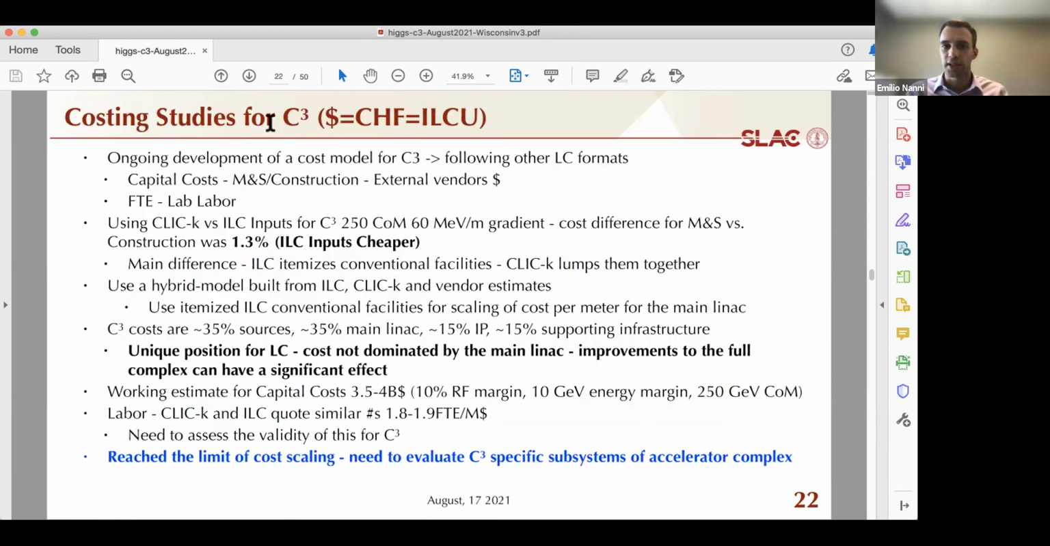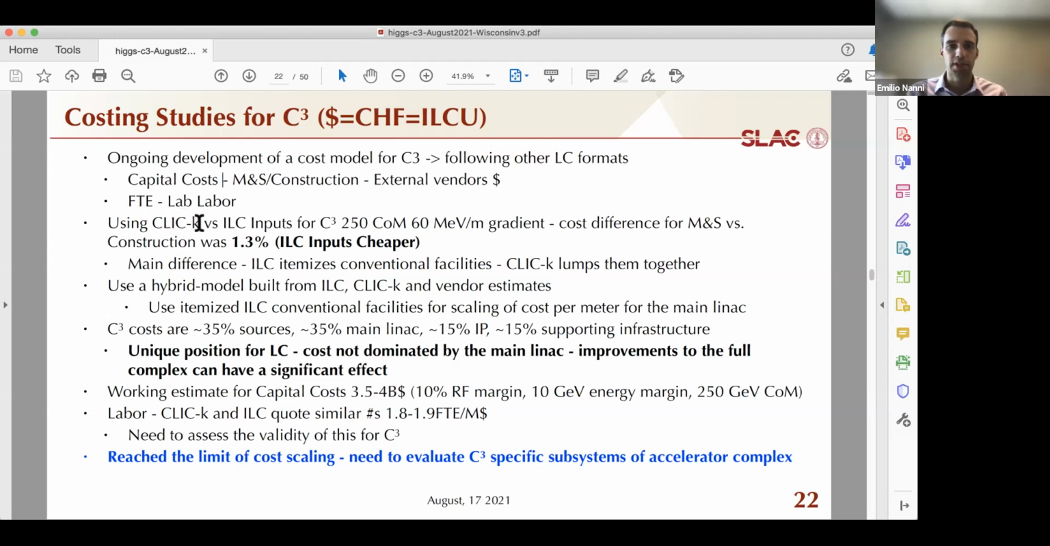So of course, costing studies for linear colliders or for any major facility are very, very important because these are expensive machines. We have been working on a cost model for C-cubed, and we continue to try to refine it. We utilize the same format that other linear colliders do, dividing the cost between capital and labor, although mostly our focus so far has been on capital costs because it's difficult to really lay out what the labor would be until you have a plan for commissioning and for building the facility itself.